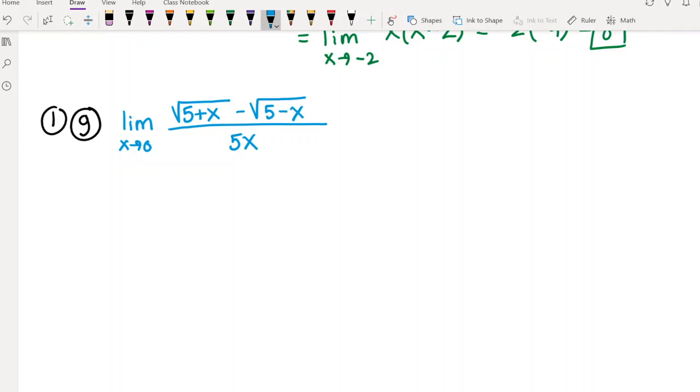So again, first thing, see if you can plug in your number. In this case, you can't, right? If you try to plug in 0, you'd get a 0 in the denominator. That's undefined. That's a no-go. And so we need to use one of our algebraic simplification methods.